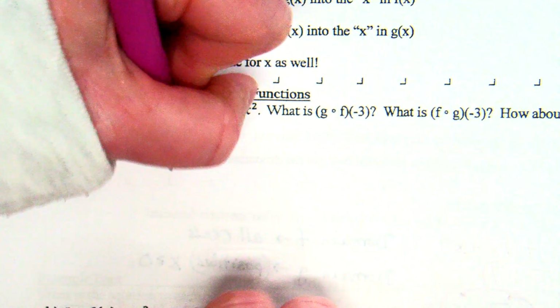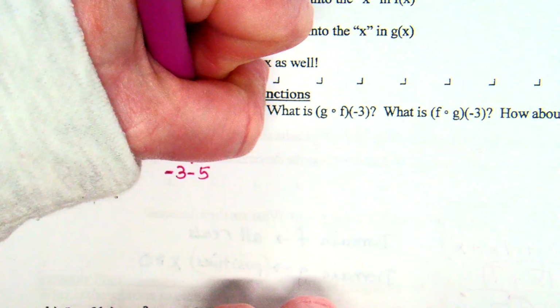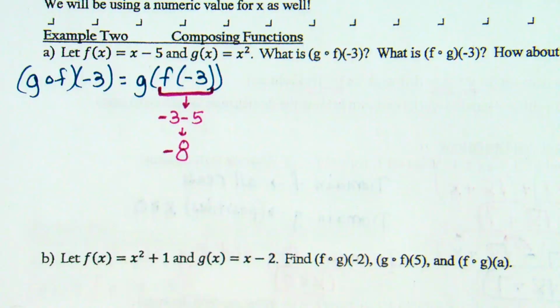So f is x minus 5. I'm going to do negative 3 minus 5. What is negative 3 minus 5? Nope. Negative 3 minus 5 is negative 8. Yep.